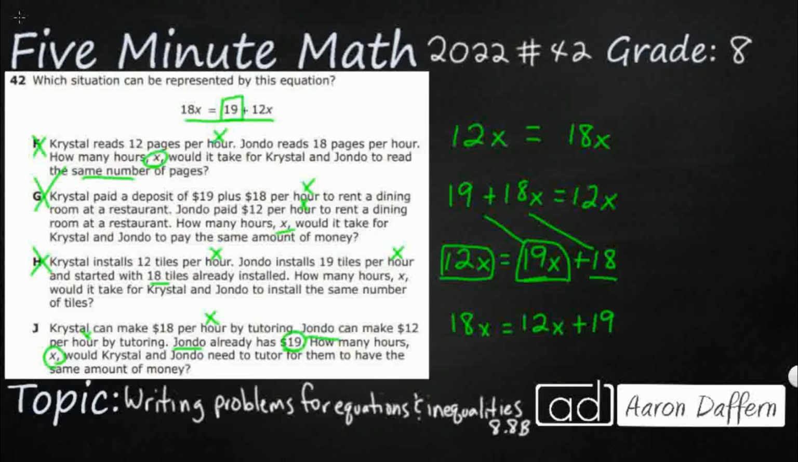Now this equation, obviously, is kind of flipped from what we have up here, but that's fine. We can easily use the commutative property of addition and switch that. The order doesn't matter. It's going to work because this has a larger multiplier, that has a smaller multiplier, but we've got a head start of 19. So our answer here is going to be J.